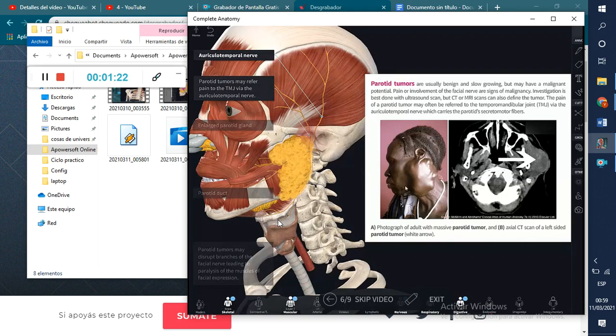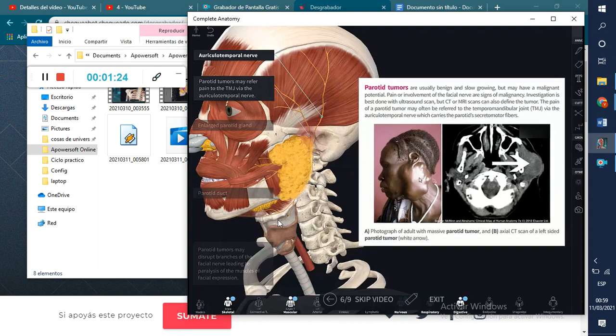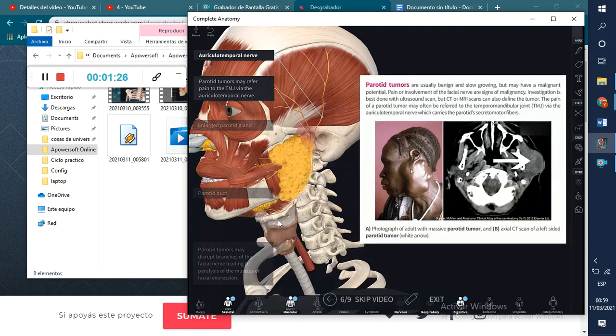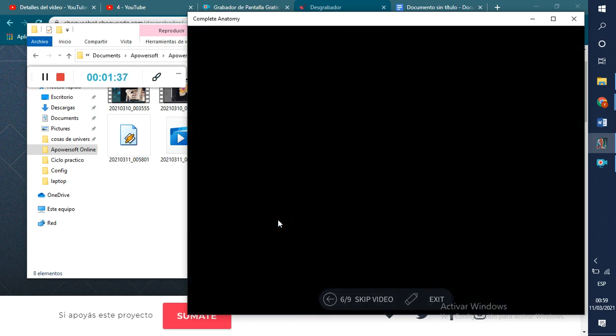So here you see the adult with the parotid tumor. That is a massive tumor here. And here is a CT scan, as you can see where the white arrow is pointing. This is a pretty large parotid tumor as well, prior to surgery, of course.